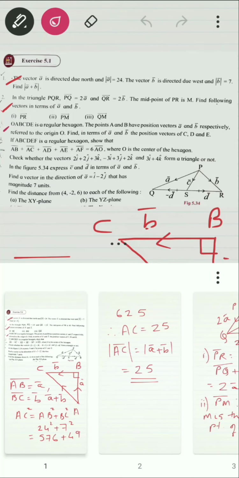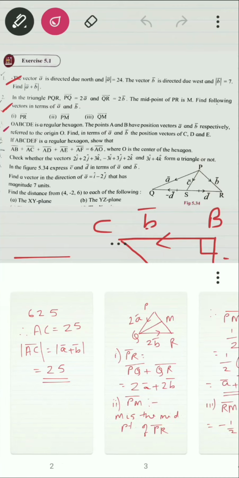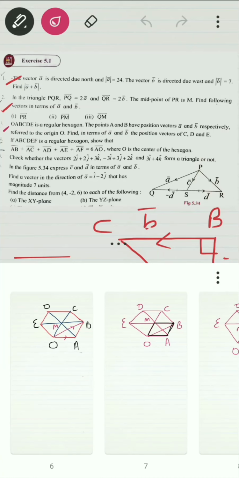Now in the third sum, OABCDE is a regular hexagon. The points A and B have position vectors A bar and B bar respectively, referred to the origin O. So here O is the origin. Find in terms of A bar and B bar the position vectors of the points C, D and E. That means we have to write C, D and E in terms of O.